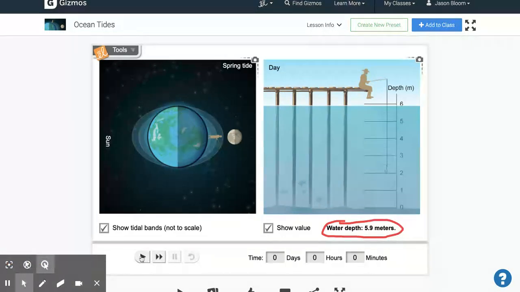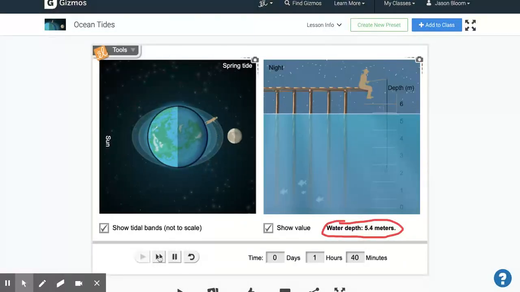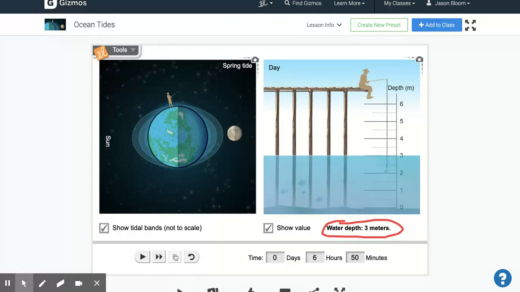Now, if we continue and press play on the animation, eventually the Earth is going to rotate. As it rotates, if we stop it about right here, you can see that the guy is no longer on the side of the Earth that's closest to the moon. Instead, he's rotated and he's over here now. And since that side is opposite, this would be a low tide side of the Earth. So if we look at our water level, it went from 5.9 to 3. So we went from a high tide to a low tide on that side of the Earth because they're no longer directly facing the moon.